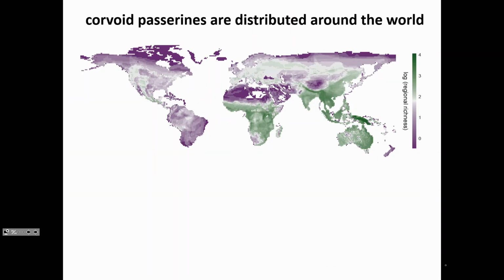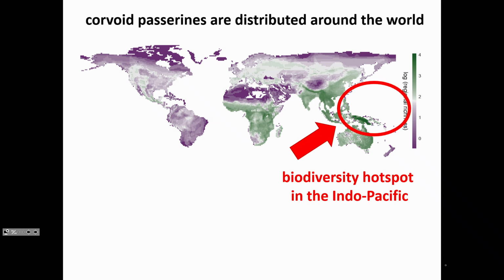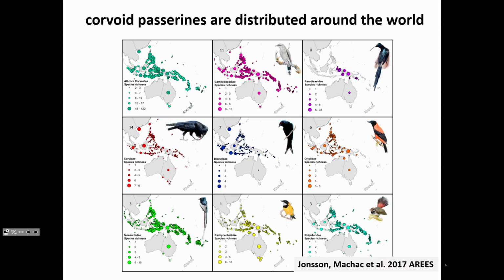The corvid passerines are distributed around the world, as you can see over here, but the biodiversity hotspot for these birds is in the Indo-Pacific. And we have very detailed information about the distribution of these birds across more than 1,000 islands of the Indo-Pacific. So this is a very detailed data set. We have information for both the island systems and the continental system.